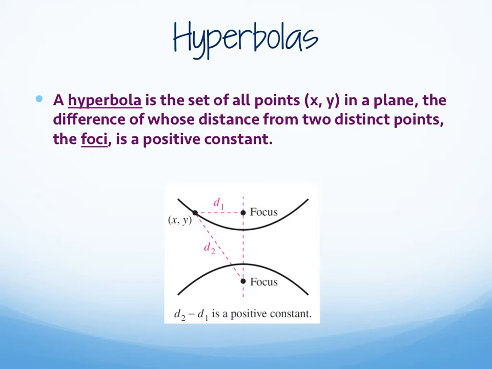By definition, it's the set of all points xy in a plane, the difference of whose distances from two distinct points, the foci, is a positive constant. So there are a couple of differences in the relationships between A, B, and C between ellipses and hyperbolas. And obviously the way that we graph this is a little bit different, and we'll point out all that stuff. But you still have things like vertices and focuses, or foci. Those are still part of the graph.